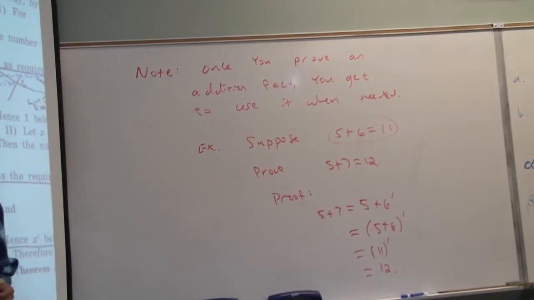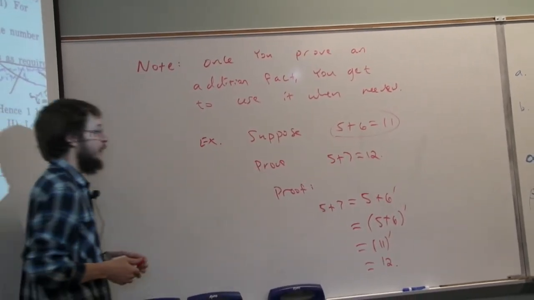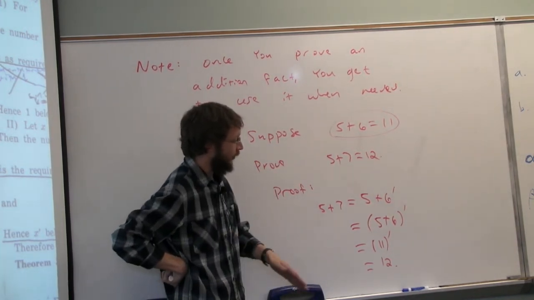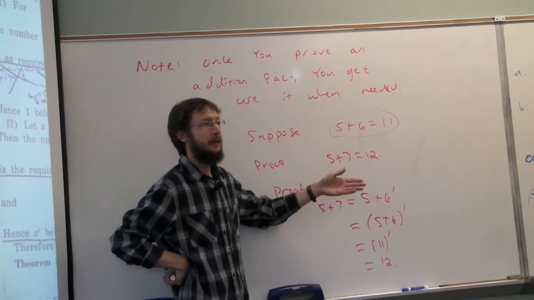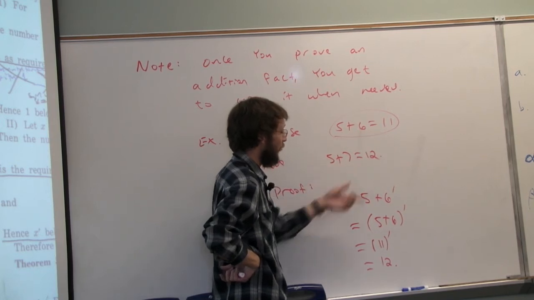So does that answer your question about picking it up and keep going? Okay. You have to prove a bunch of these using the successor notation, but once you prove one, then you get to use that in proving others. So now we know 5 plus 6 is 11, and we know 5 plus 7 is 12.